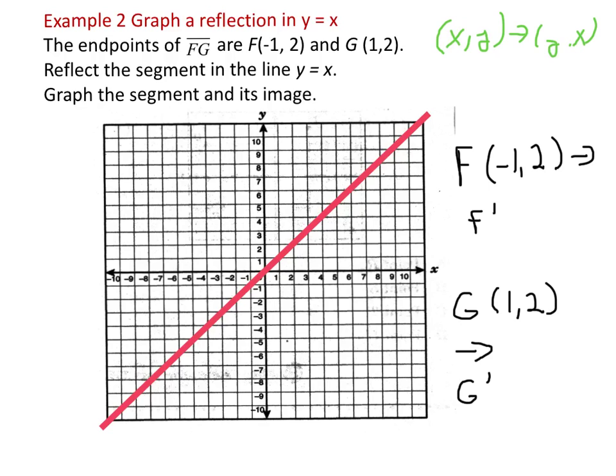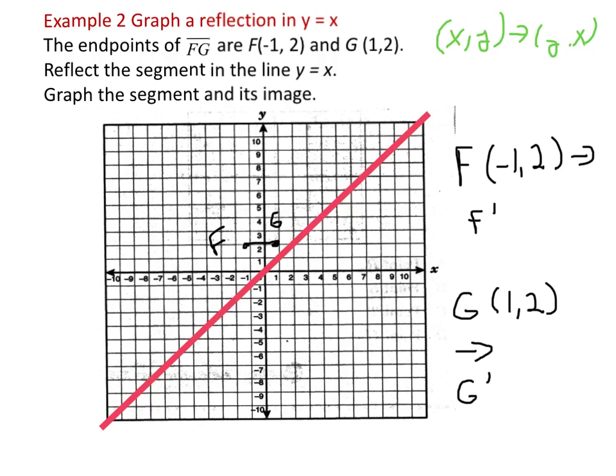So when I get down here to these points, let me first of all graph my original one. At -1, I'm up 2, so there's point F. And at G, I'm at 1, 2. Okay, so my line segment is FG right here.